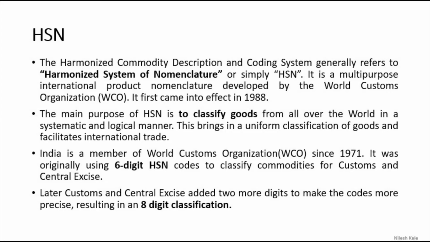Now how many goods are there? Almost 98%. 100% is never possible. So 98%, as the WCO says, of all the goods available in the world have been classified already into HSN, right? So this brings uniform classification of goods and facilitates international trade.